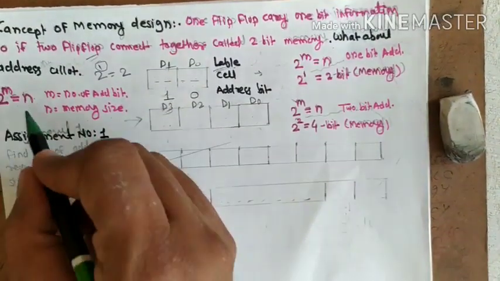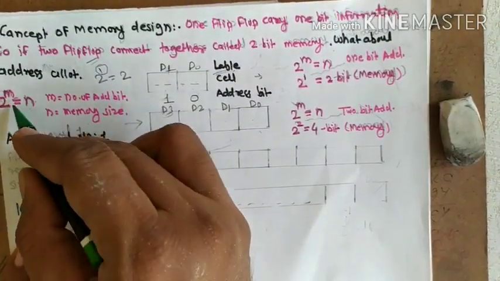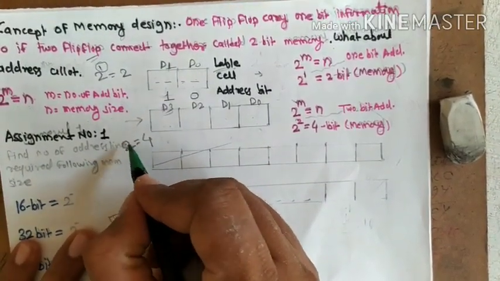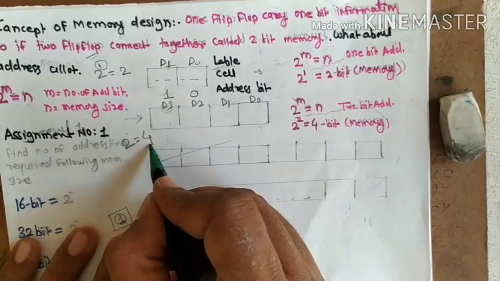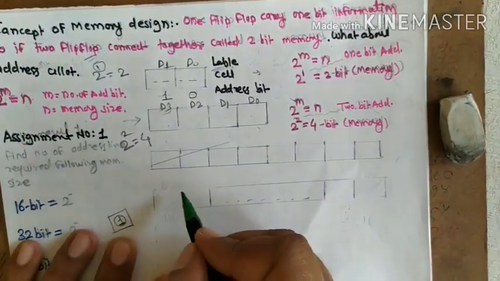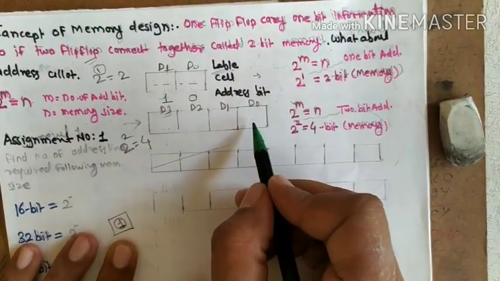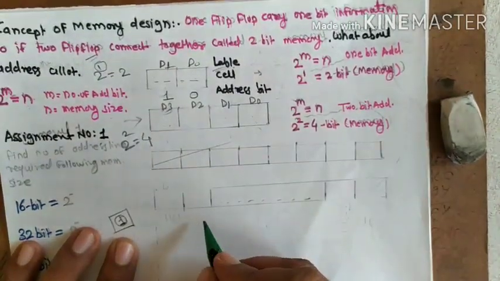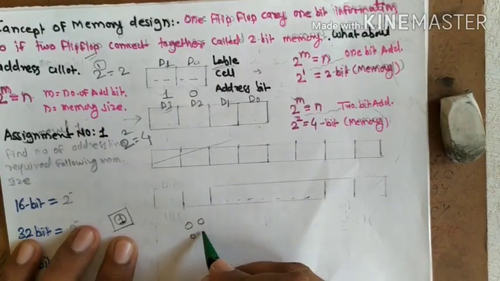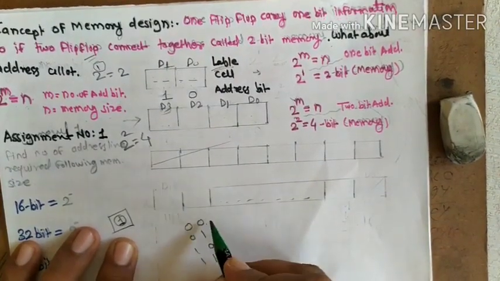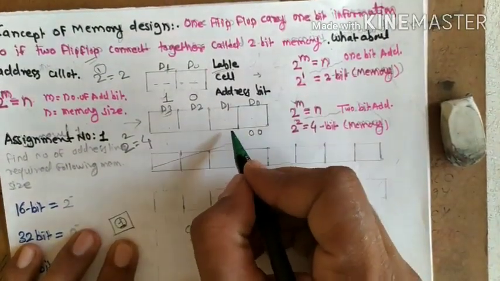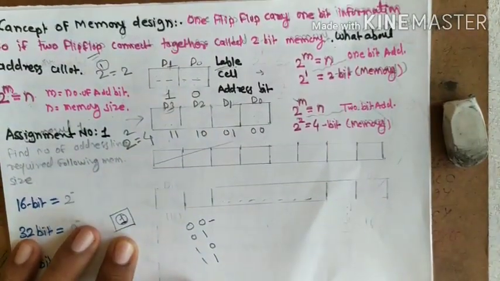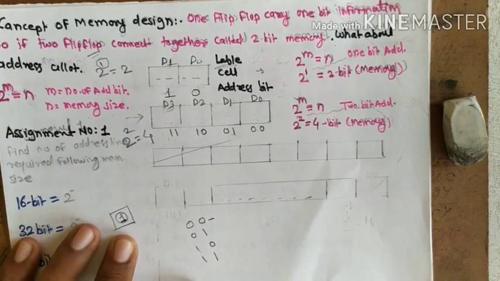For example, we use this formula 2 raised to m is equal to n. Our n is equal to 4. So 2 raised to what is 4? Our answer will be 2. It means that the address of each cell is 2 bits. According to 2 bits, the addresses are 00, 01, 10, 11. So the first cell address is 00, then 01, 10, 11. I think you have understood.